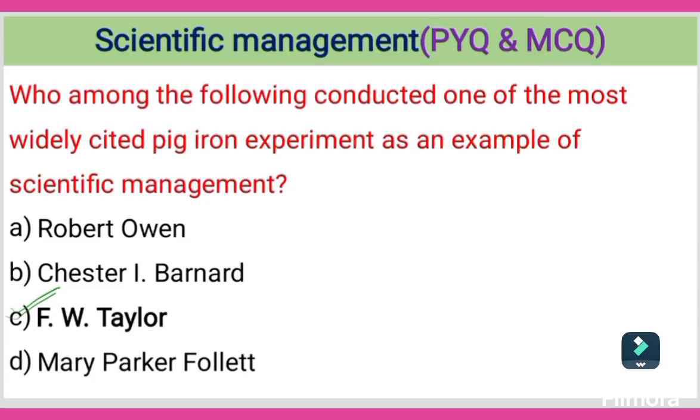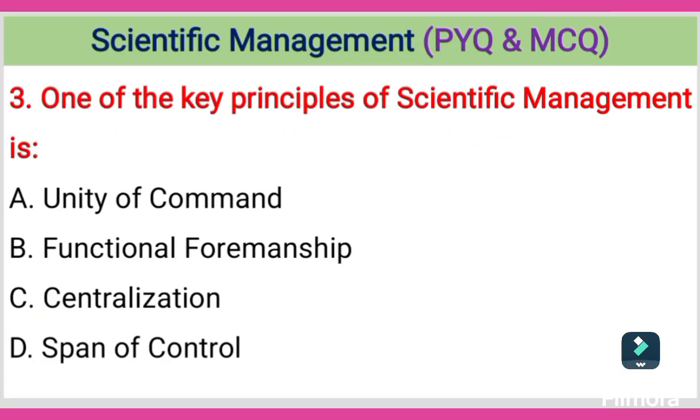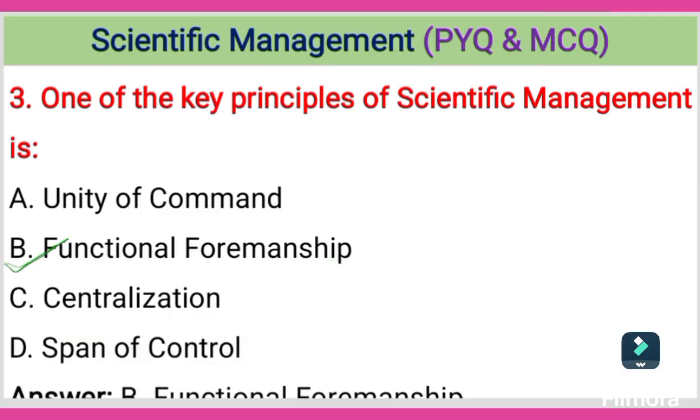Next one is, one of the key principles of scientific management is A, unity of command, B, functional foremanship, C, centralization, and D is span of control. We have also studied during the introduction that the key principle of scientific management is functional foremanship. It means delegating responsibility.